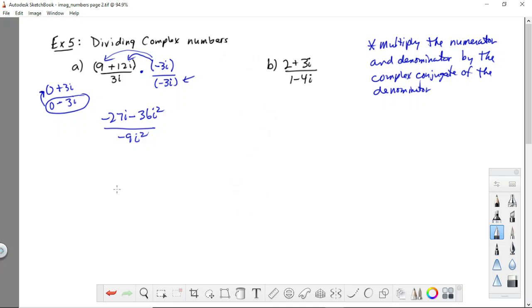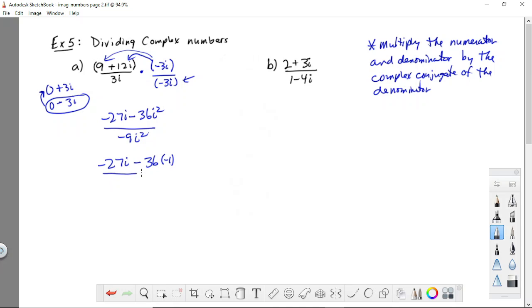Okay, so now let's see what happens. We're going to deal with these i squareds, right? They become negative 1. Negative 27i, and we'll just write this as plus 36. Okay, maybe I sort of left out a step. Let's go ahead and write that this time. We'll leave it minus 36, but times negative 1. Okay, because that's what i squared is.